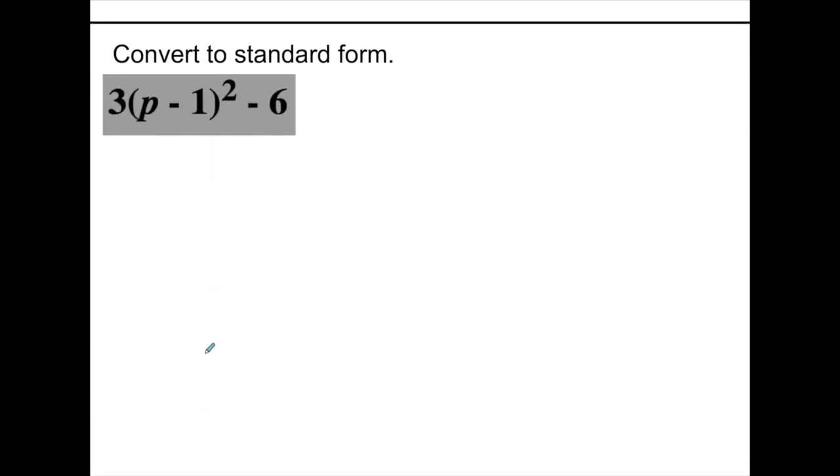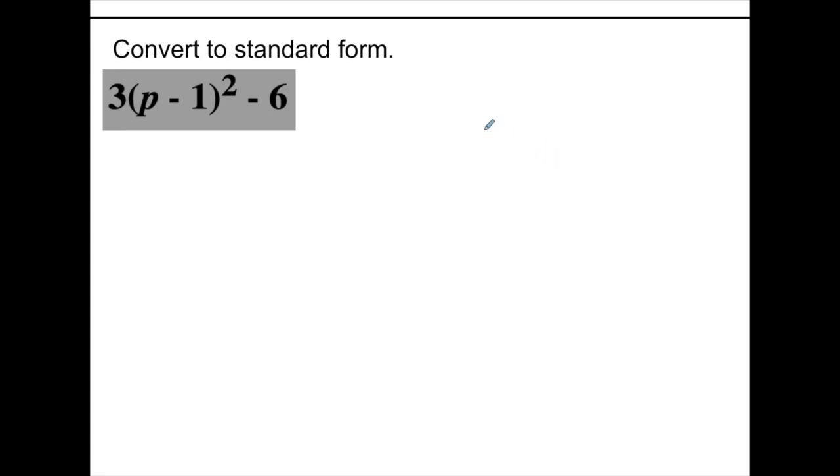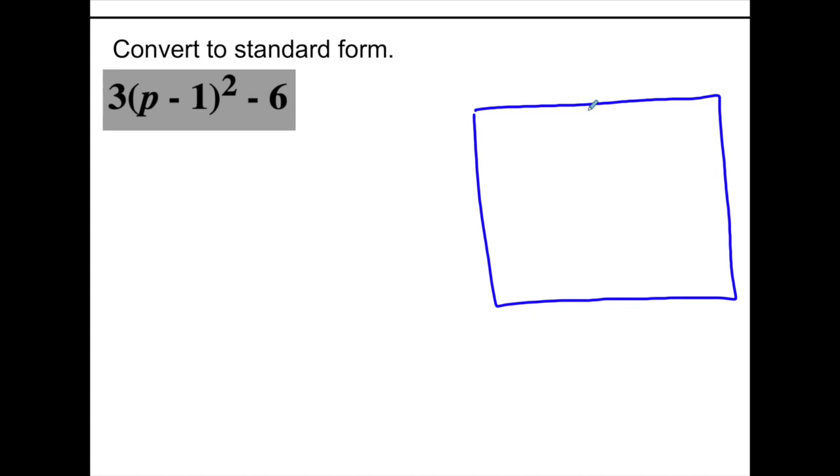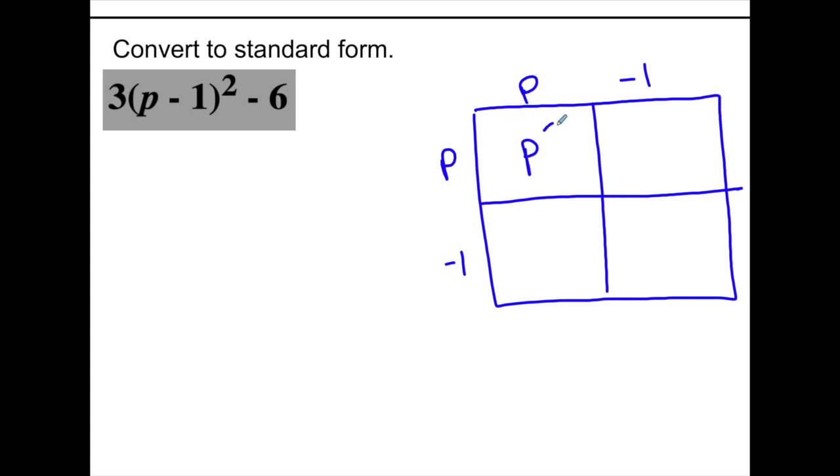Alright, here we go. So to convert to standard form, the first thing we want to do, in this case, because we're currently in vertex form, is to build ourselves a nice little box. On the top, we're going to put p minus 1. And on the left, we'll put p minus 1. And then we have p squared, minus 1p, or just minus p, plus 1.